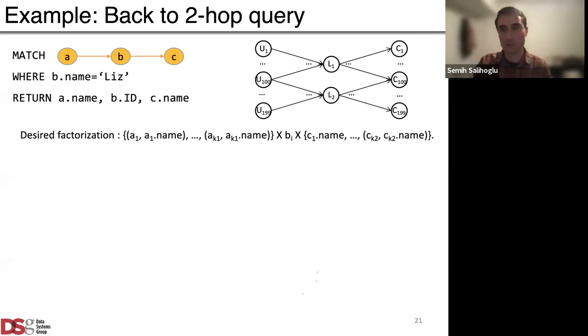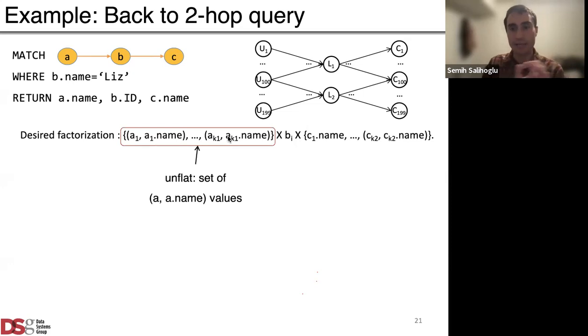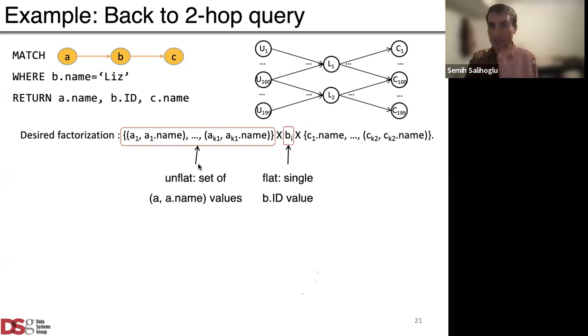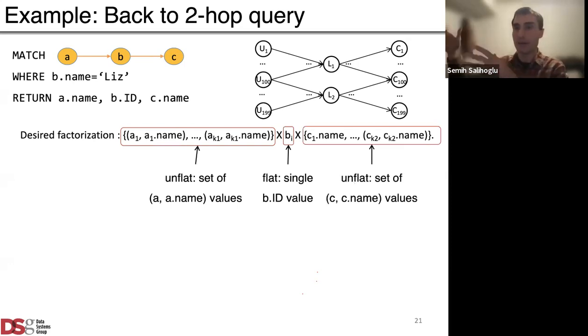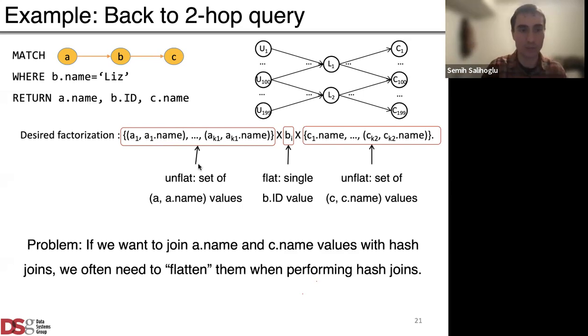So the desired factorization structure that you'd want is that the set of A.names are unflat, meaning that they're sets of values. There would be a single B value, something like Liz, okay? And then a set of C values. So that's the desired structure. If you look at the query, that's the desired structure that we'd want, okay?